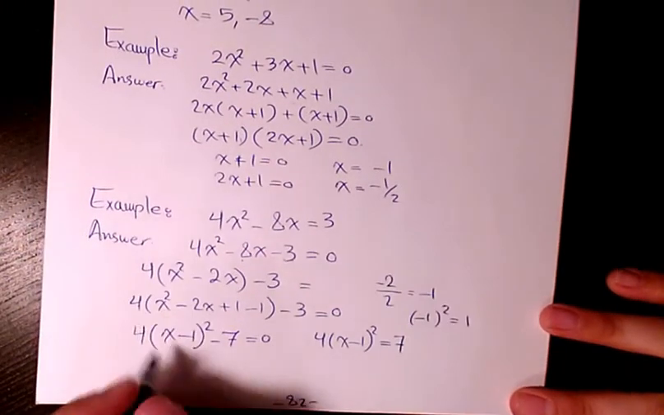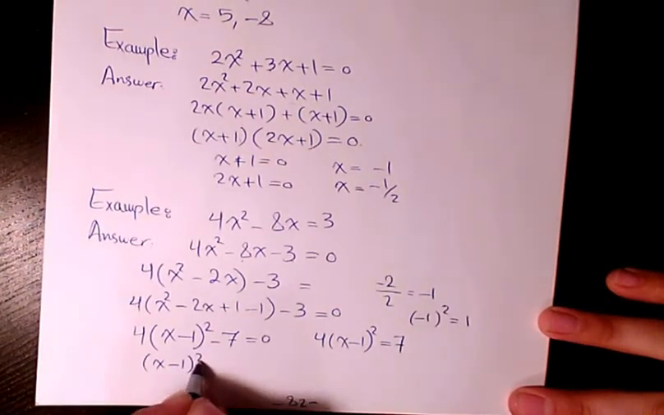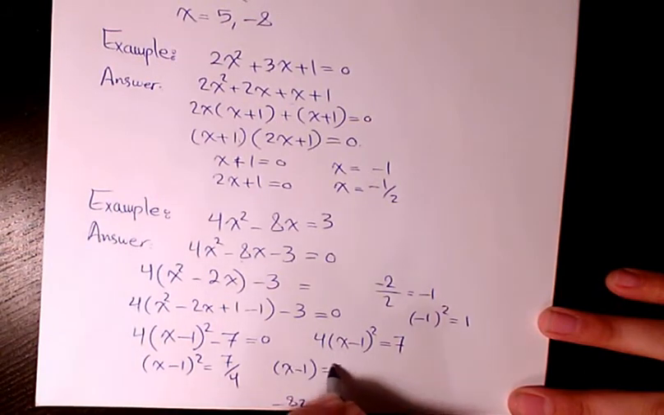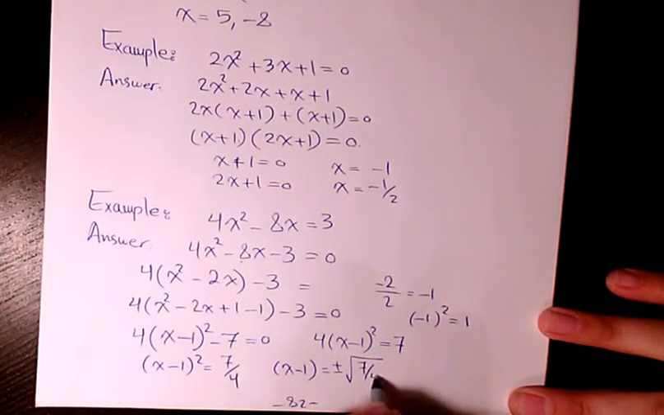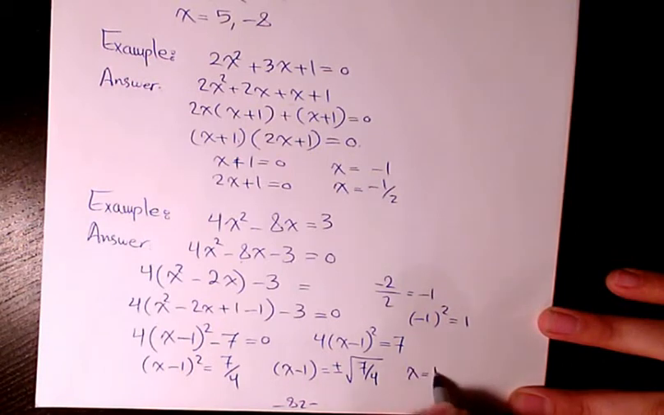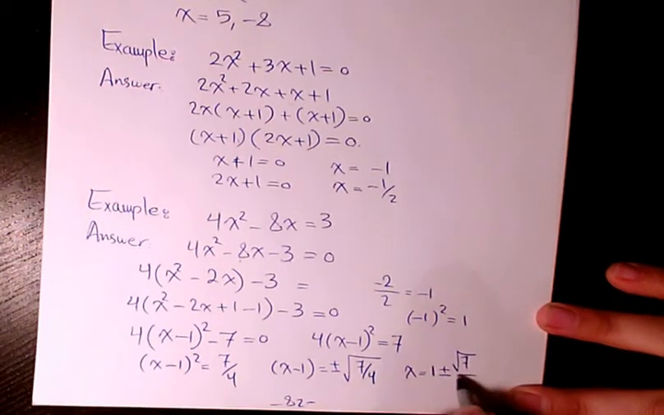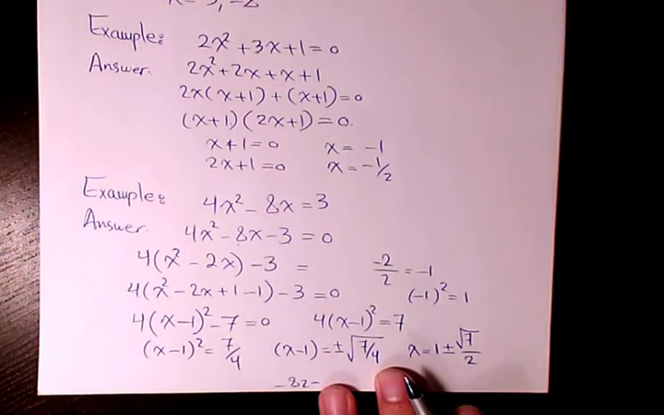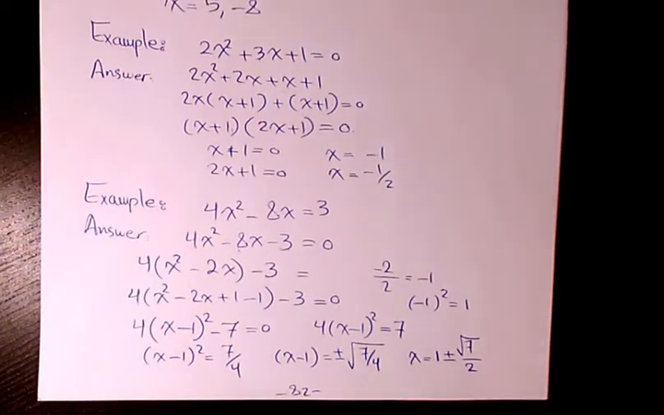Then you can say that x minus 1 squared is going to be 7 over 4. So x minus 1 is going to be plus minus the square root of 7 over 4. So x will be 1 plus minus the square root of 7 over 2, because the square root of 4 is 2. So the answer is 1 plus minus square root of 7 divided by 2. You could also use the quadratic formula to find this, but it doesn't matter. Whatever you feel is easier, you can use.